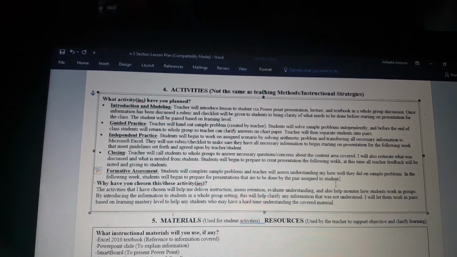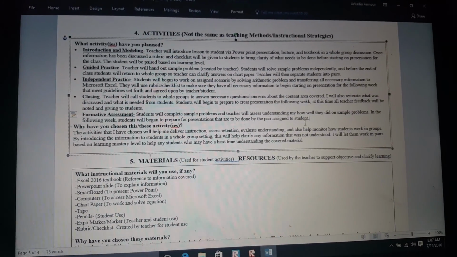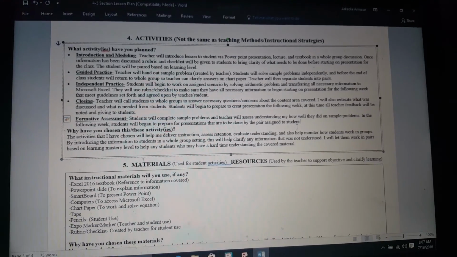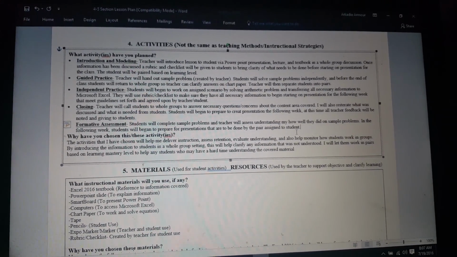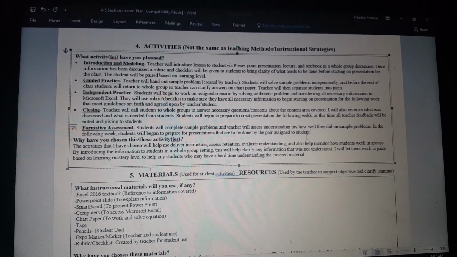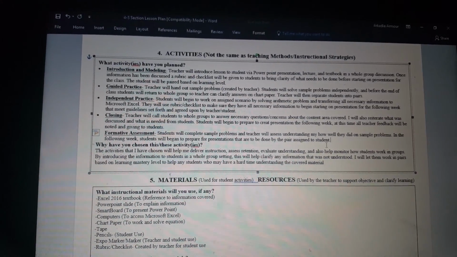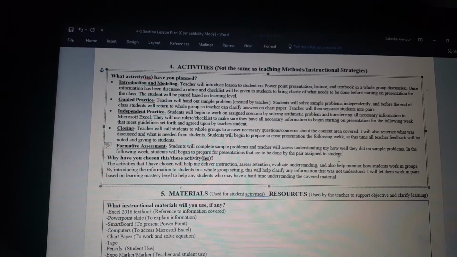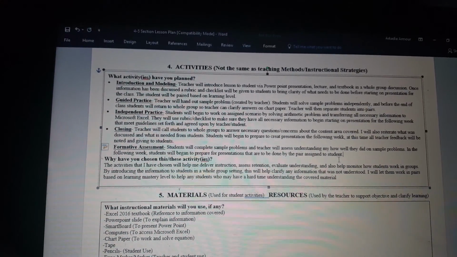The closing. The teacher will call students to whole groups to answer necessary information concerns about the content area covered. I will also reiterate what was discussed and what is needed from students. Students will begin to prepare to create the presentation the following week. At this time, all teacher feedback will be noted and given to students.